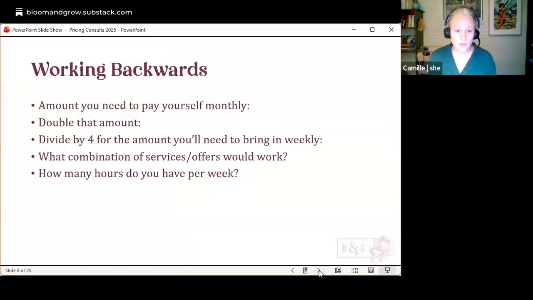But when you do it like this and you're just looking at the numbers, you can work backwards. You can say the amount that I need to live on is X, or the amount that I want to be bringing in from my practice is X. Maybe you have another source of income. Maybe you have a spouse who can support you or family. Whatever else you have going on, you can work backwards.